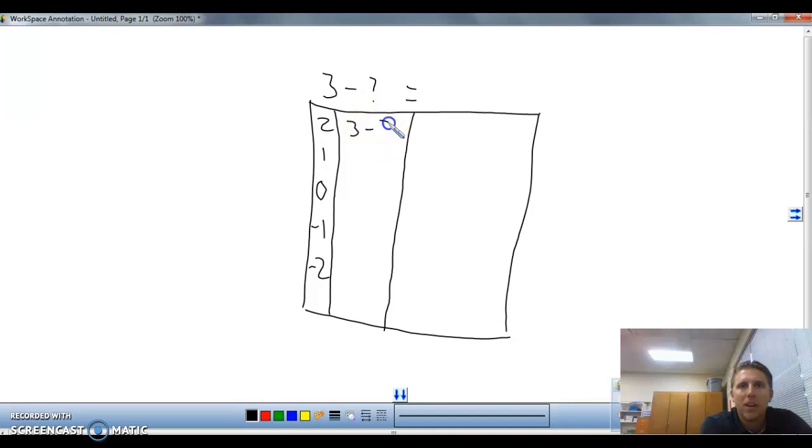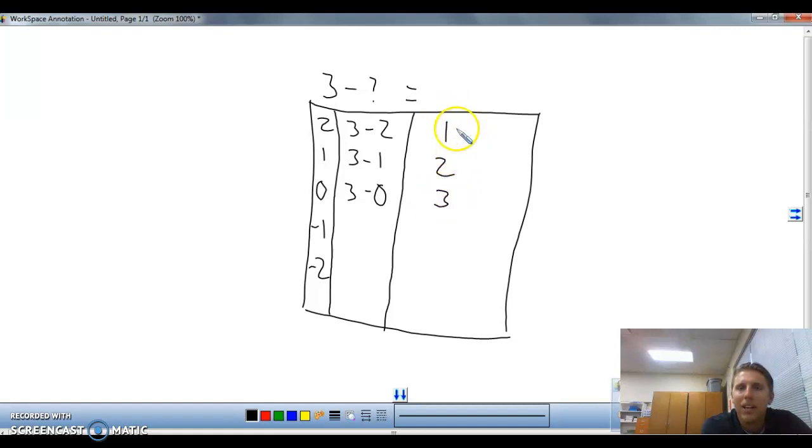We got 3 minus 2, right? We're subtracting 3 minus some number. Well, in this one it's 2. 3 minus 2. What is 3 minus 2? That's 1, right? What's 3 minus 1? That's 2, right? 3 minus 0 is 3. Now look what's happening here.